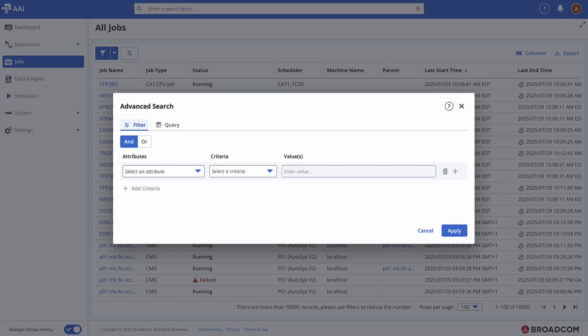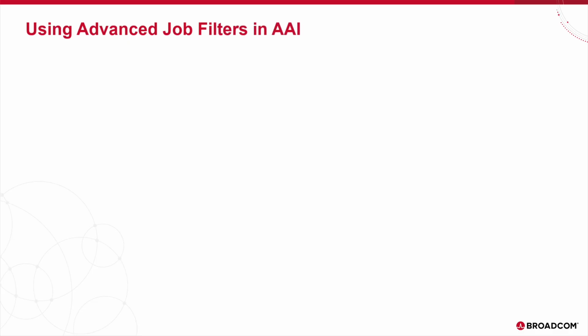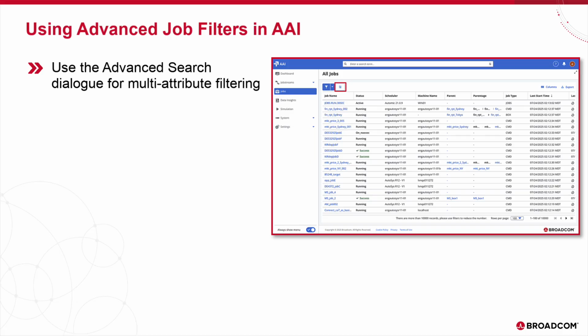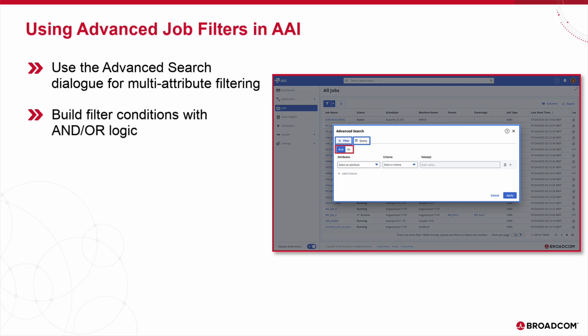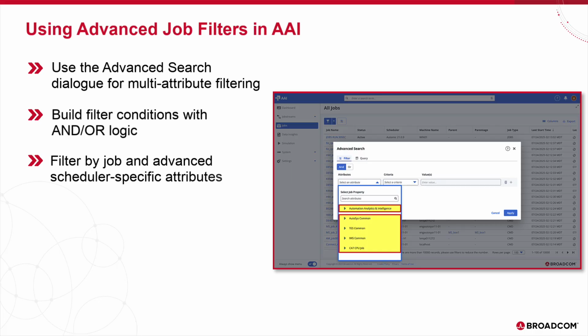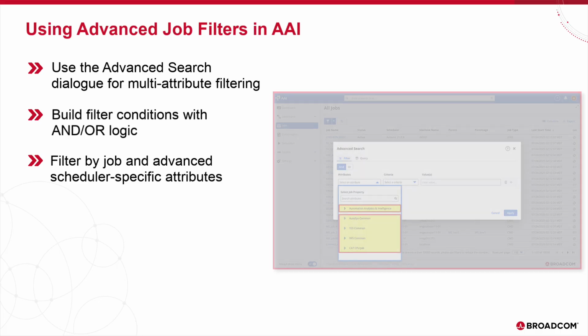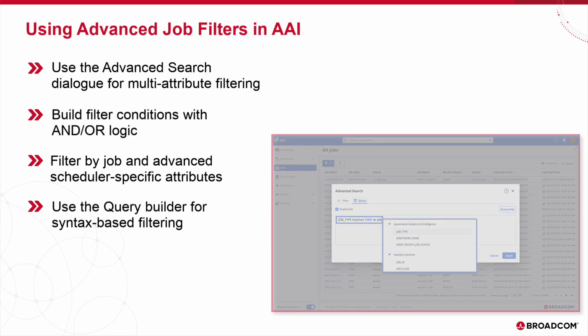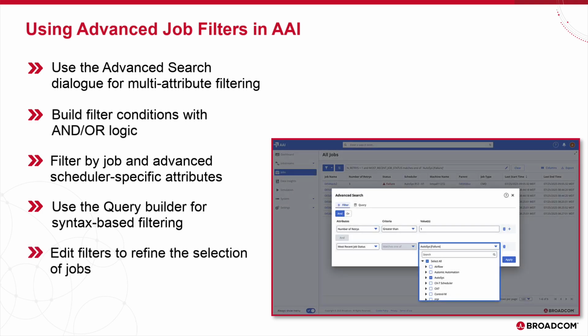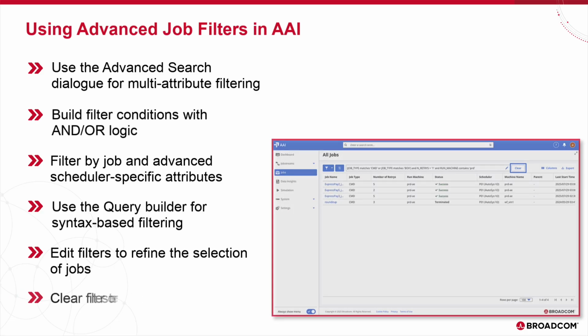Let's now take a quick look at what you learned in this video. In this video on using advanced job filters in AAI, we learned that you can use the Advanced Search dialog to build multi-attribute filters, use the AND or the OR logical connectors to combine filter conditions, filter by job and advanced scheduler-specific attributes, use the Query Builder to define precise, syntax-based filters, edit filters to refine the selection of jobs, and clear complex filter sets to reset the jobs list.